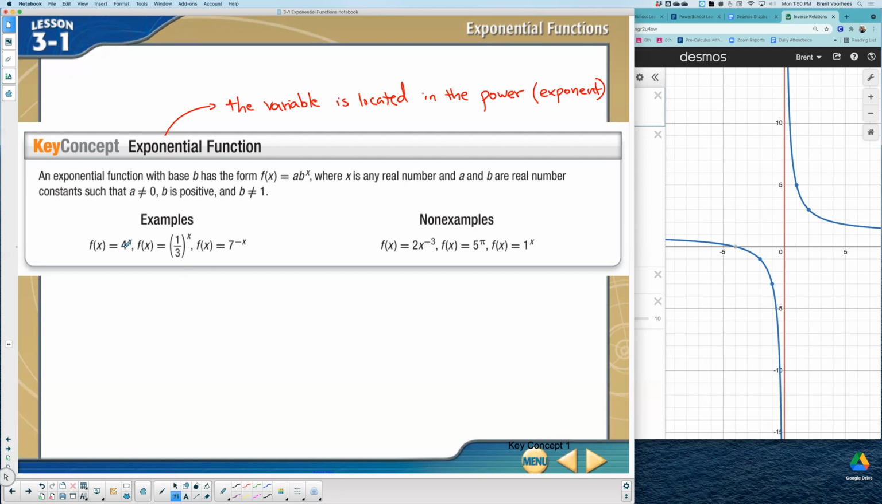So here's some examples where you notice that the power happens to have the variable. Some non-examples just show you that the variable is not the power, except for 1 to the power of x. It needs to have any other, we call that a base. So here's the general form for exponential.